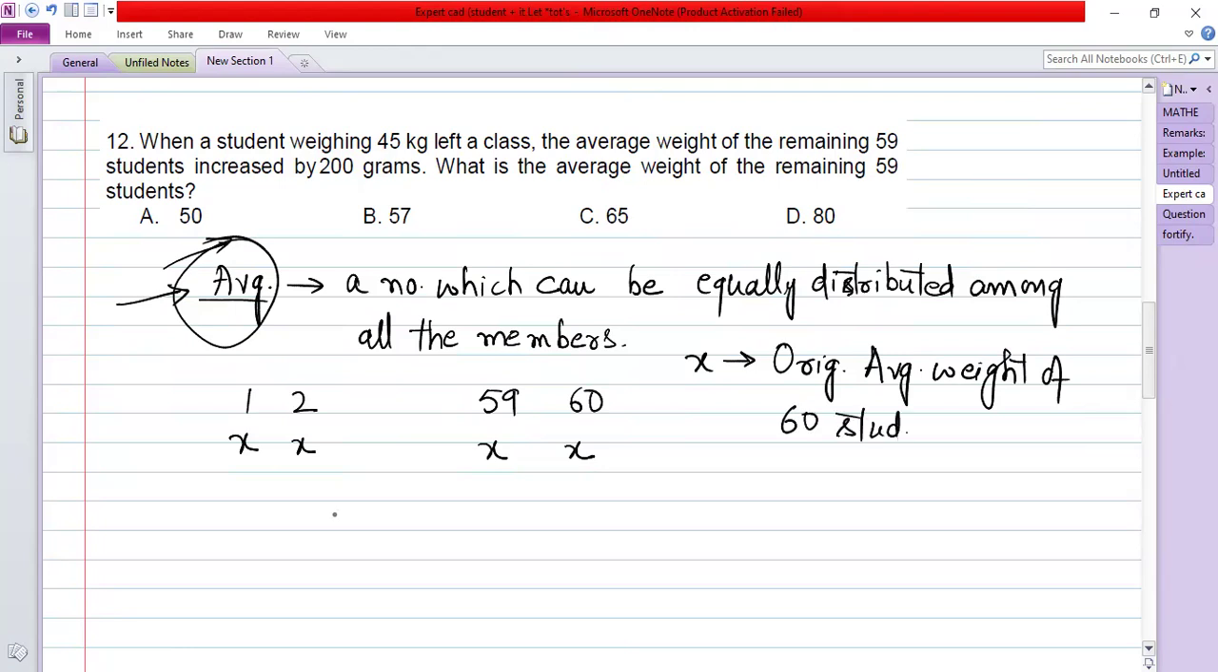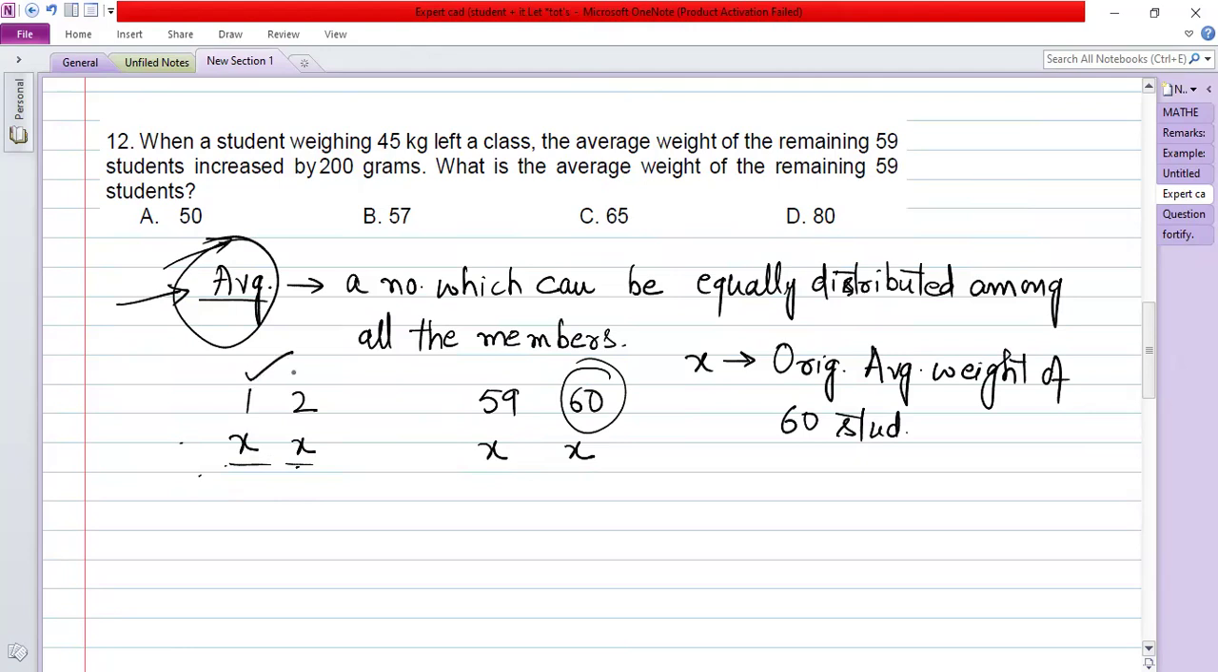So this is the average weight, which means we can assume that all of the 60 students have average weight X kilogram. But it doesn't mean that every student has exactly that individual weight.